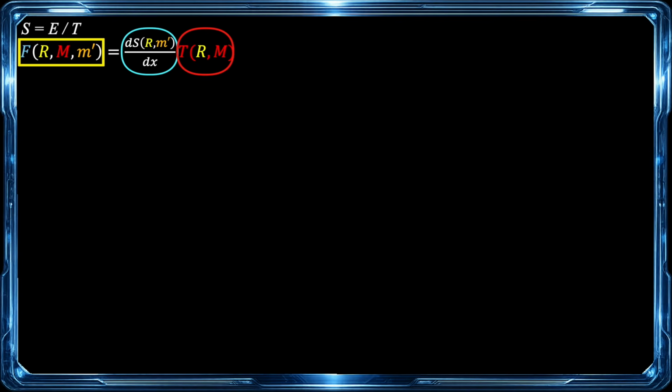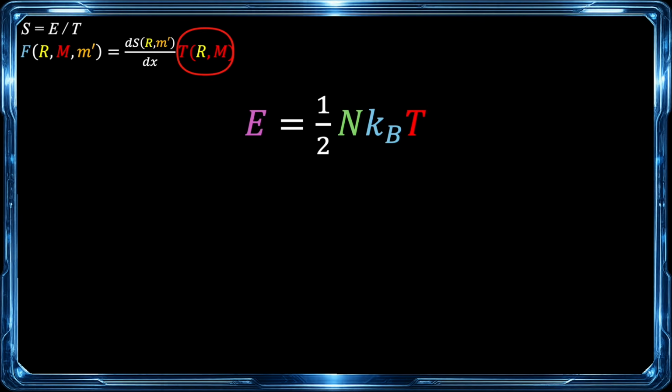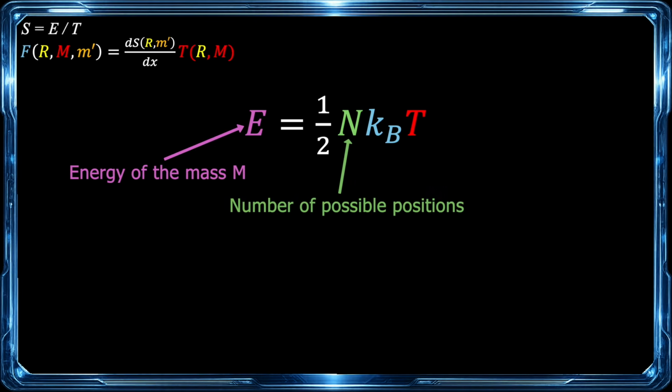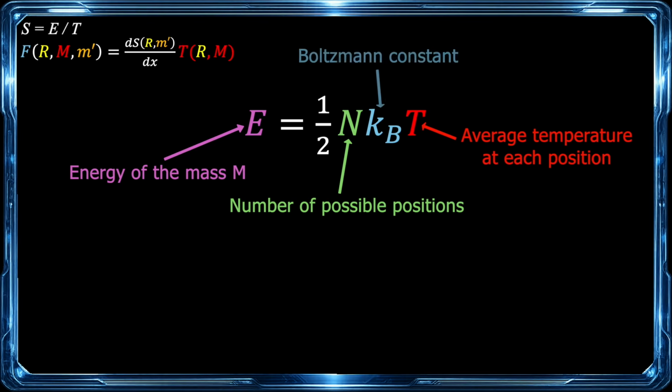Let's start with the second factor, T of R, M. To calculate the temperature T at a position on R, we can use the E equals 1/2 N k_B T formula, where E is the energy of the mass M plus M', which can be approximated to M. N is the number of potential transactions with particles at R, which corresponds to the number of possible positions on the sphere surface, and T is the average temperature at each position. We know E, it is equal to mc squared, and k_B, the Boltzmann's constant, so we need to calculate N to get T.